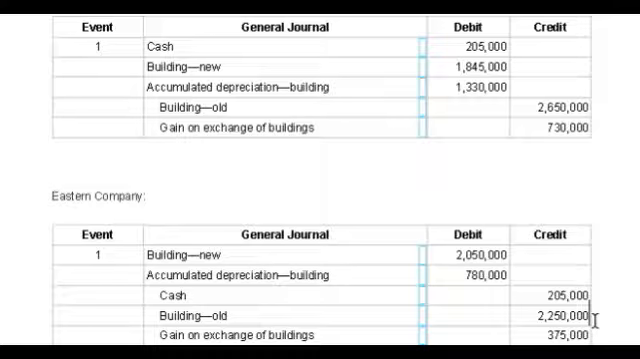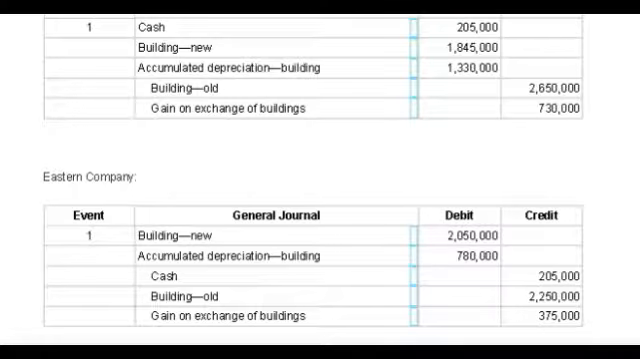And we need to get rid of all the evidence of the old building. So the old building was 2.25 at its original cost. So we're going to have to credit it. And get rid of accumulated depreciation as well. So we put it on the other side than the normal side so that they offset each other and zero out. So we get rid of depreciation, get rid of the old cost of the building. And the last thing we have to do is calculate the gain or loss.